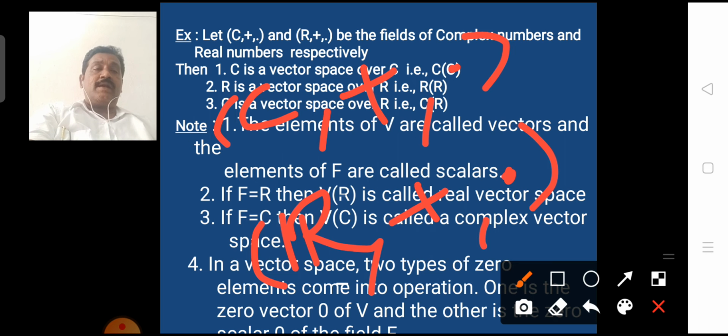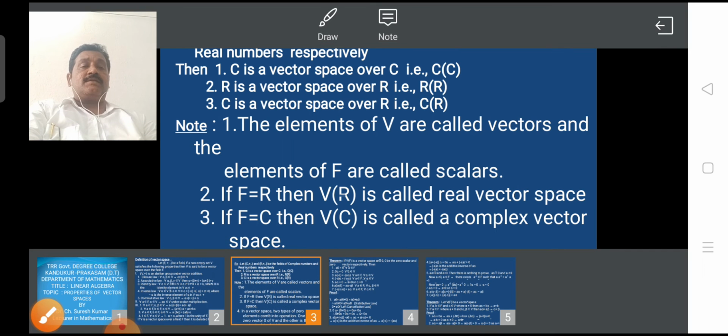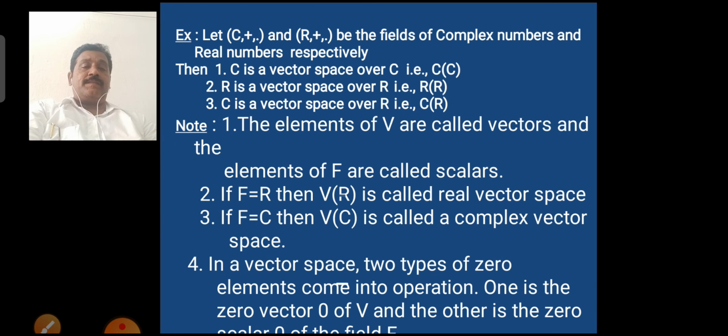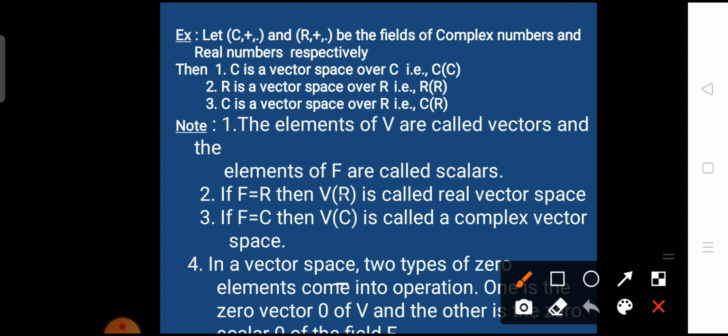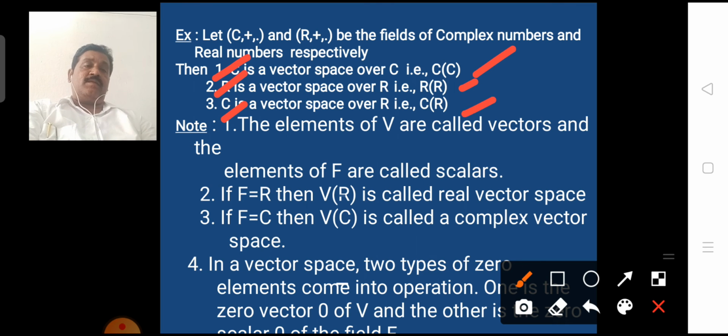One is C is a vector space over C, and R is a vector space over R, and the third one is C is a vector space over R. These are 3 examples for vector space 1, 2, 3: CC, RR, CR. Here C is the set of complex numbers and R is the set of real numbers.